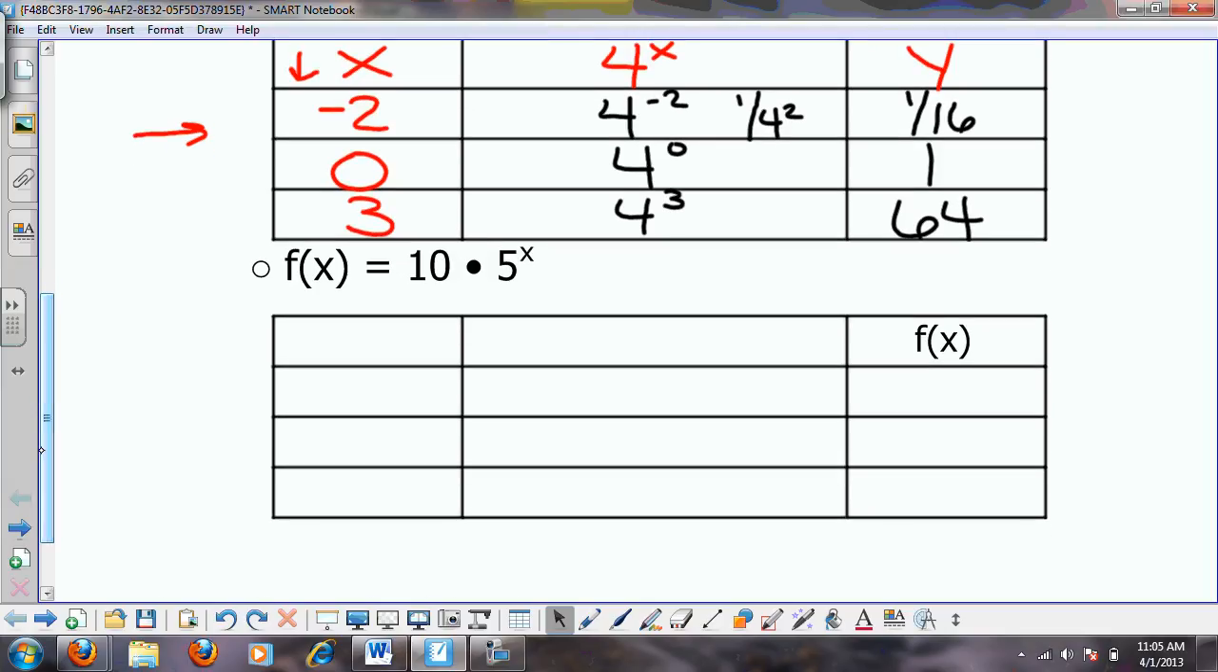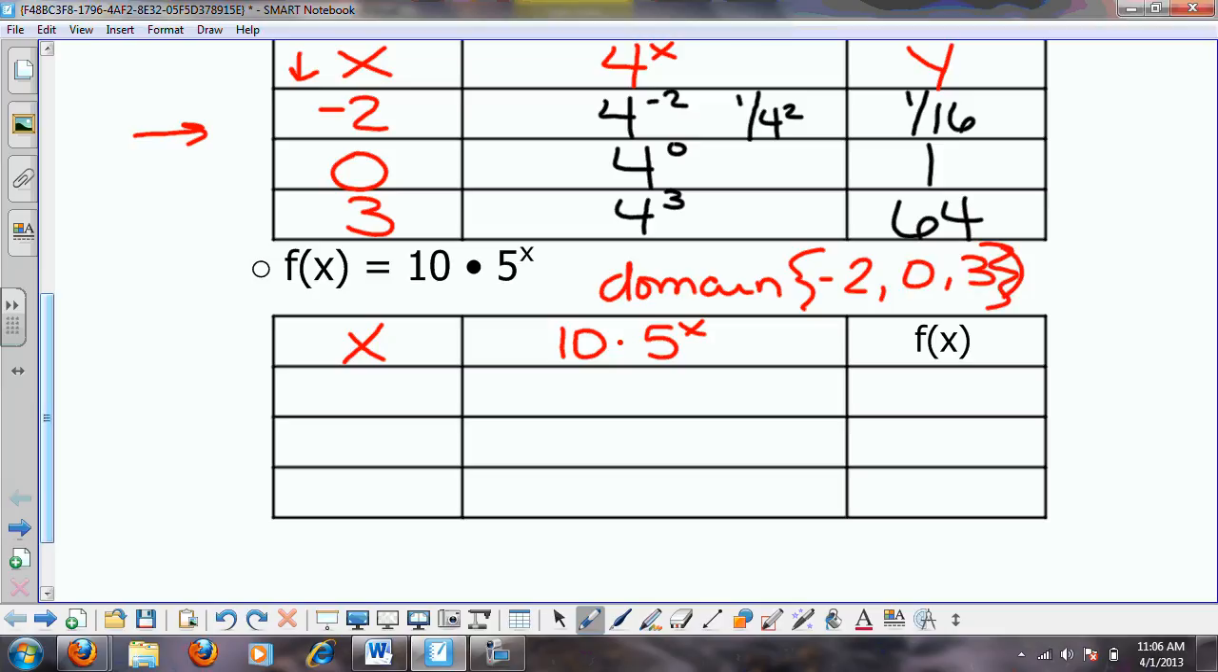Let's look at f of x equals 10 times 5 to the x. Okay, we're going to have an x. We're going to have a 10 times 5 to the x, and then we're going to have an f of x value. Again, we're using the same domain. My domain is going to be -2, 0, and 3.